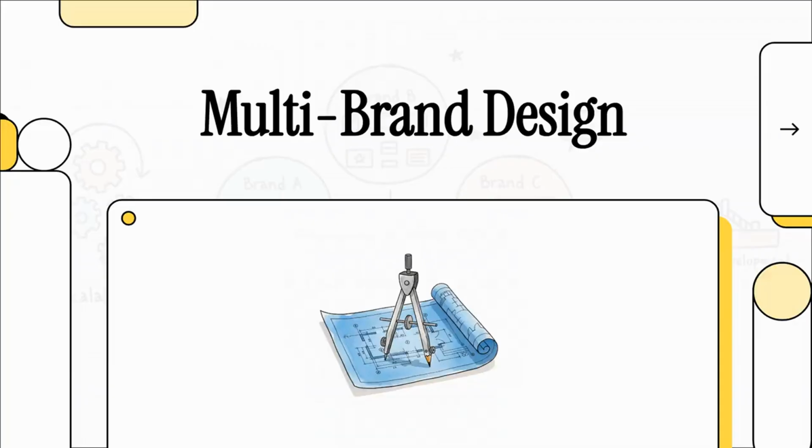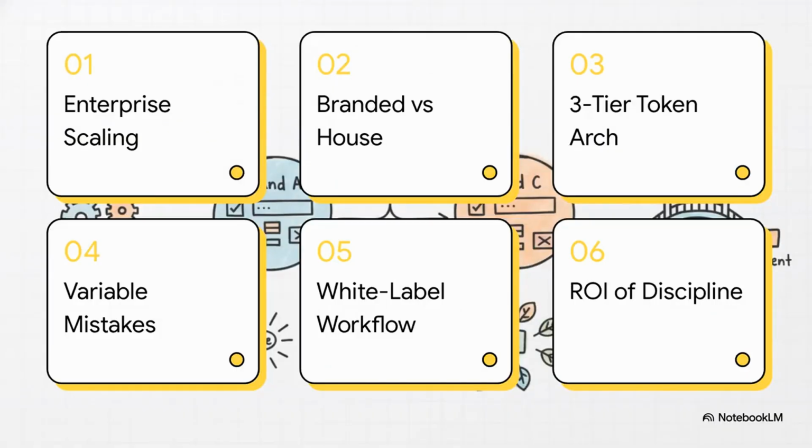Let's jump right in. We're going to demystify multi-brand architecture, fix those Figma variable nightmares, and build a system that actually scales elegantly. Here's the game plan for this explainer. We'll start by diagnosing the enterprise scaling nightmare, then identify your core brand paradigm. After that, we'll break down the three-tier token architecture, learn how to avoid common variable mistakes, automate your white label workflow, and finally, look at the staggering ROI of architectural discipline. Let's get right to it.